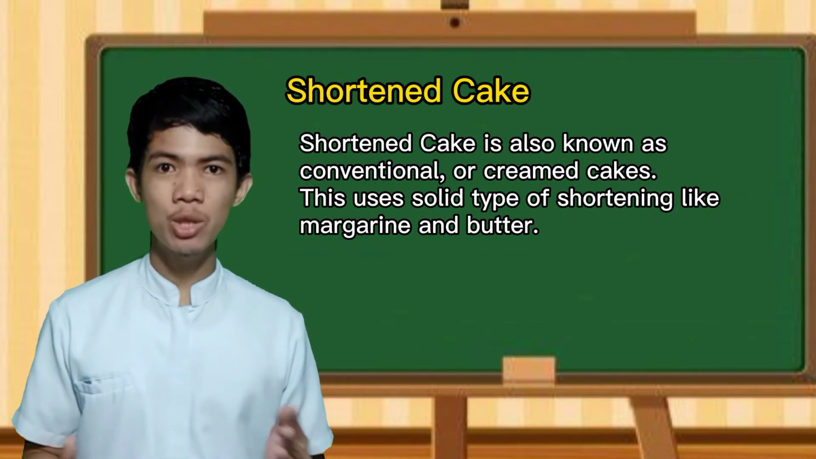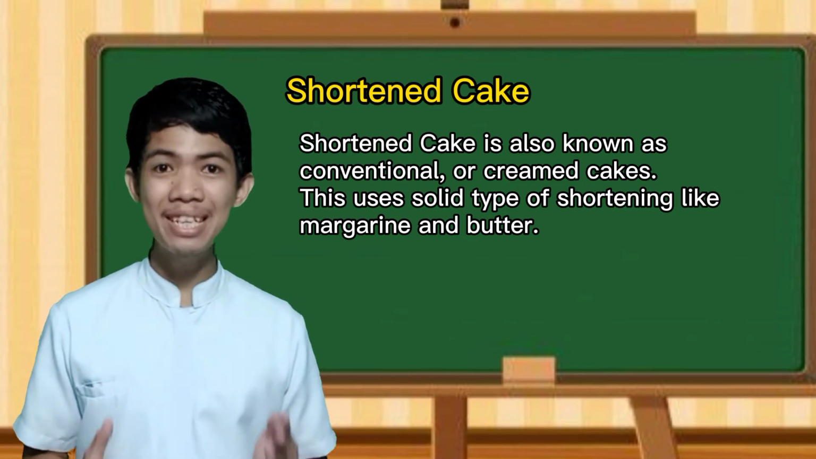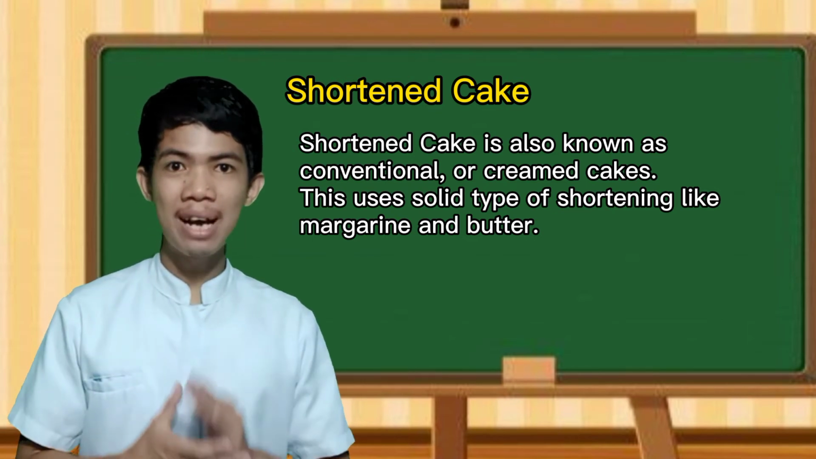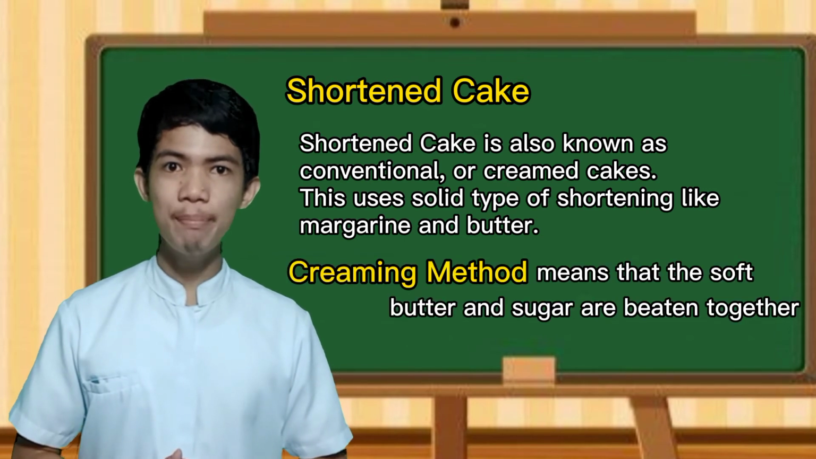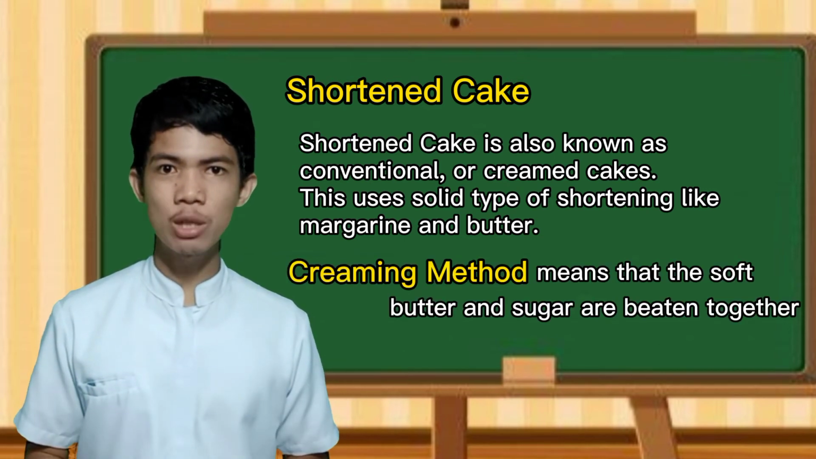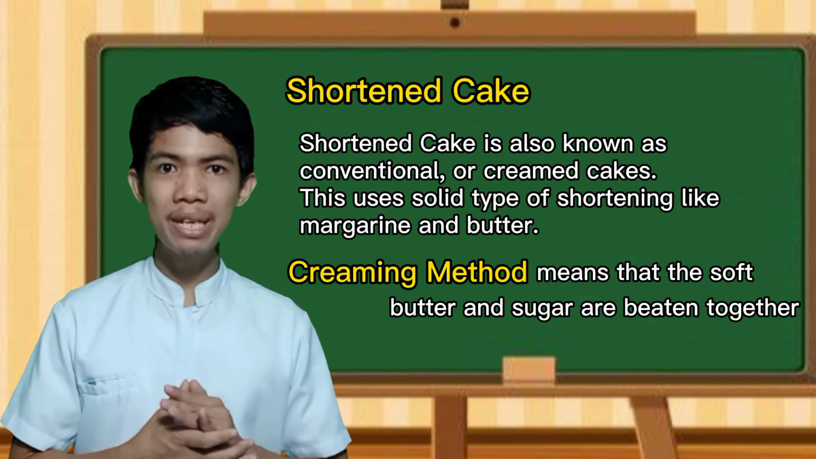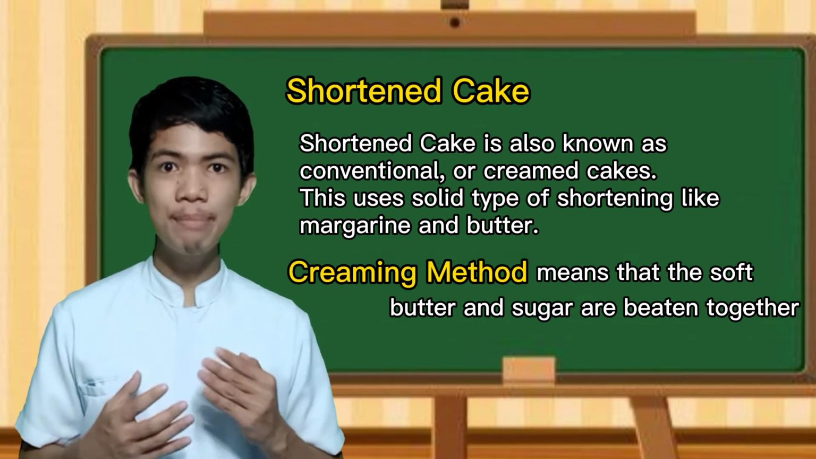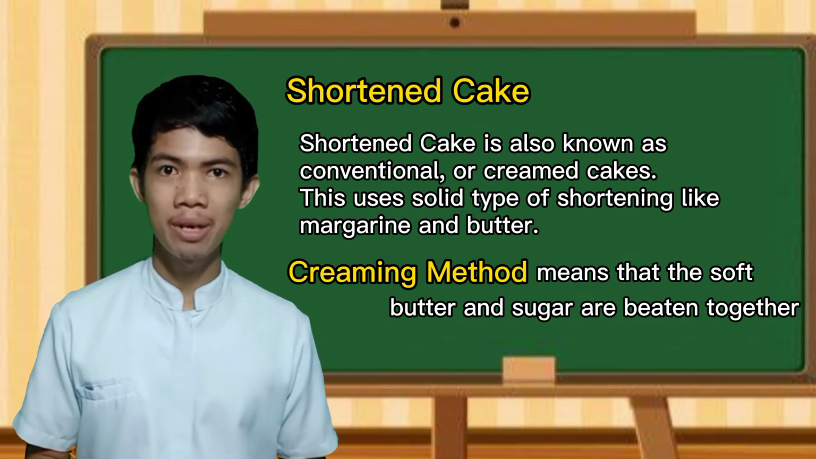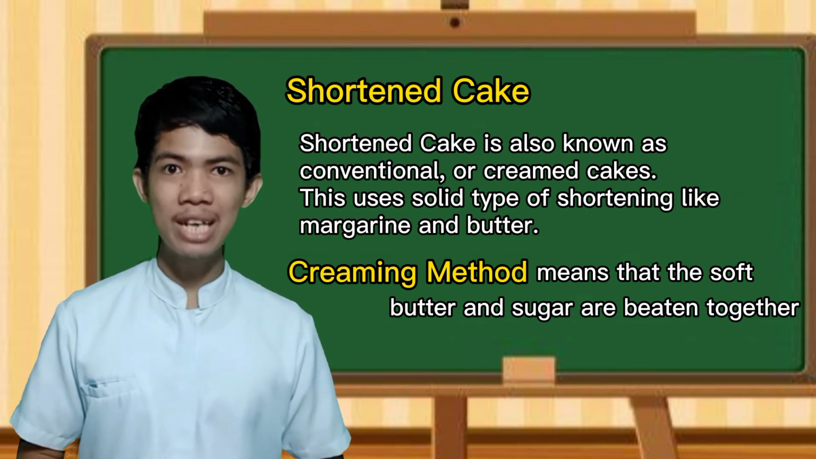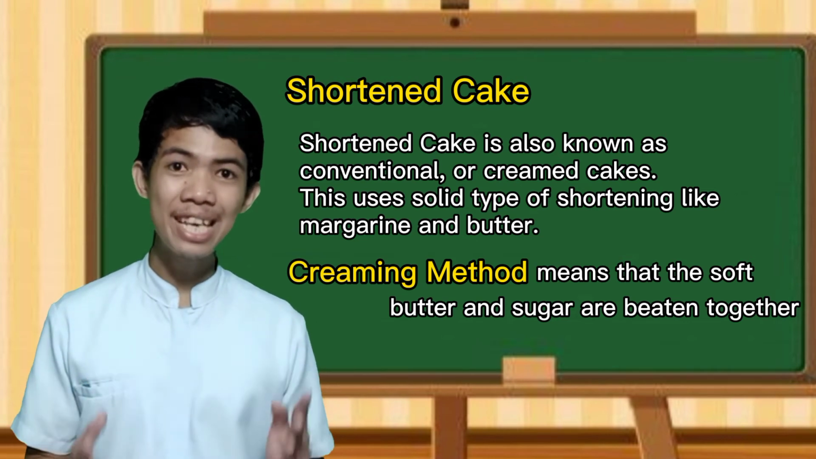This uses solid type of shortening like margarine and butter. If the fat is butter, the ingredients are usually combined using the creaming method, which means that the soft butter and sugar are beaten together in an electric mixer to partially dissolve the sugar and to incorporate some air. Then the dry and wet ingredients are added in alternating doses.